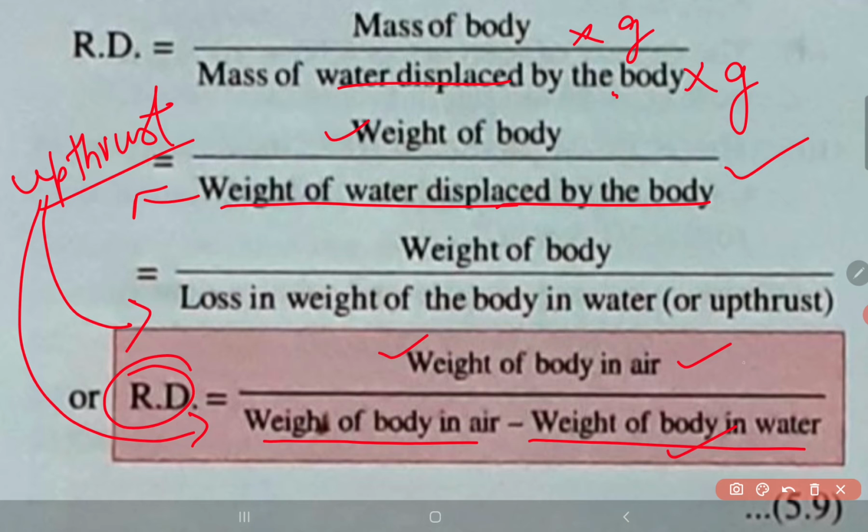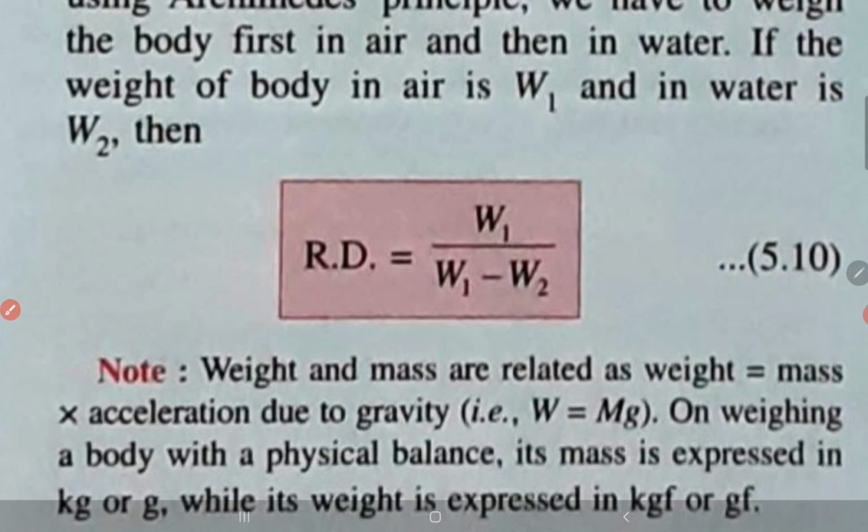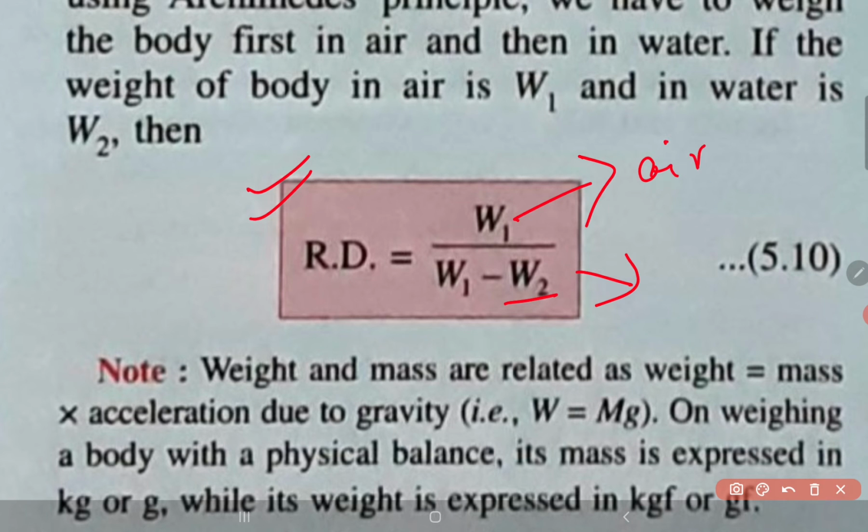Let the weight of the body in air be W1, let the weight of the body in water be W2, then my formula will be W1 upon W1 minus W2. So here there is no need to find the volume at all. So we get this form of relative density, W1 upon W1 minus W2, where W1 is the weight of the substance in air, W2 is the weight of the substance in water.